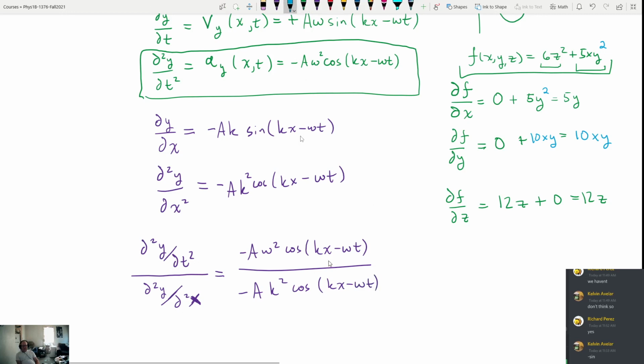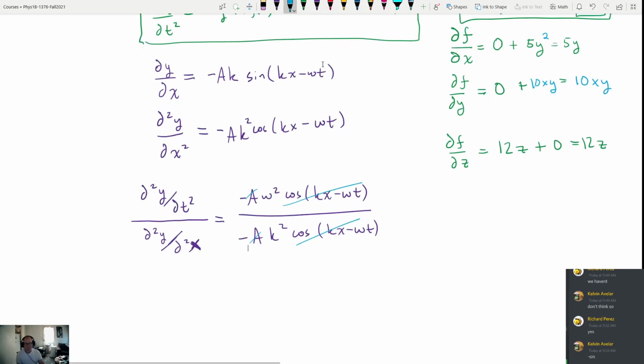And now we get some cancellation. This one cancels with this one. The a's cancel here, and these two become positive. So we end up getting that. I'm going to write it in a slightly different way. Del 2y del t2 is equal to omega over k squared multiplied by, and I'm just going to take this piece and move it to the right-hand side, the second partial of y with respect to x.